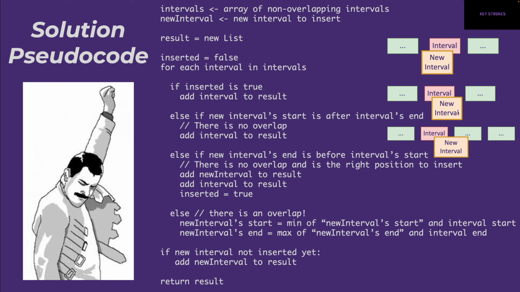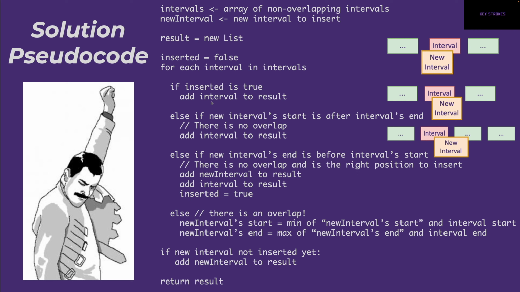And similarly, in the third case, we treat it just like the previous case, where the start becomes the interval start and the end becomes the new interval's end. And once we do that, this case basically becomes the first case. And I'll show you a summary of this in a second. But let's finish our program.